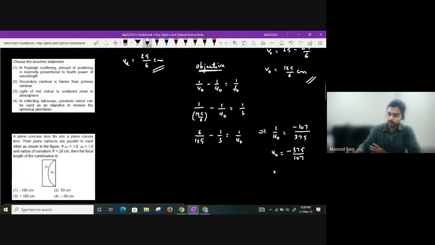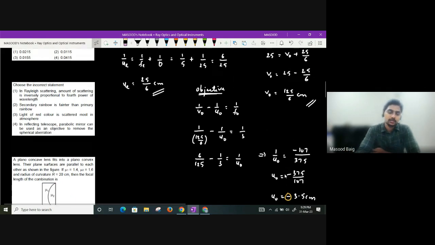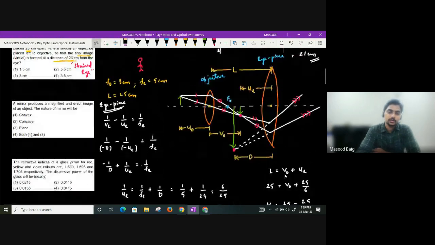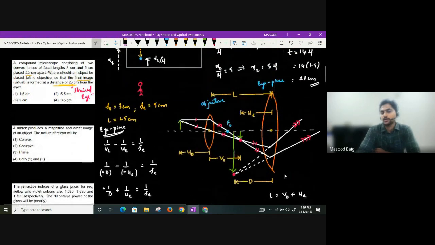Very important question again. And what is the minus sign indicating here? Minus sign is indicating the sign convention. So where should the object be placed from the objective lens? It has to be placed at a distance of 3.5 centimeters such that the final image will be formed at the least distance of distinct vision. Understood? Understood, everyone? Did you understand how to solve questions related to instruments?